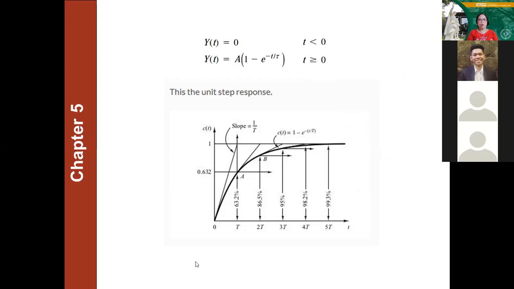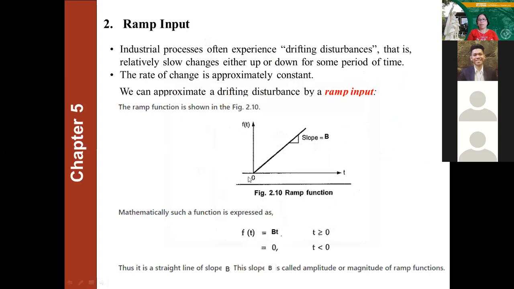Okay, the next type of forcing function is the ramp. The ramp is a steady increase, or a steady decrease, in the value of the input. In industrial processes, it's a drifting type of disturbance: changes that are either increasing or decreasing for some period of time. But that increase or decrease is constant, just like a line. The slope of this line is constant, so the rate of change is approximately constant.